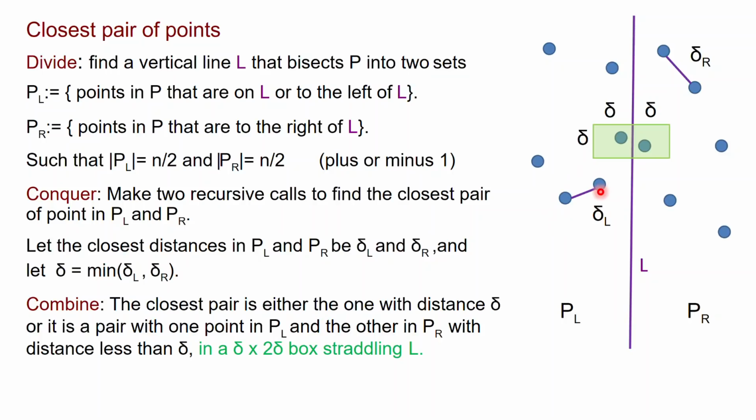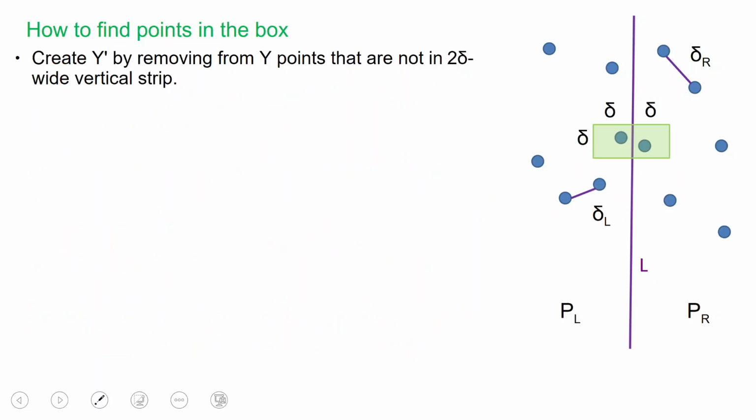So now the question is, how are you going to find such pairs? And there is a clever way of doing that, using the arrays x and y, which we constructed before. Here is how you can find the points in the box.